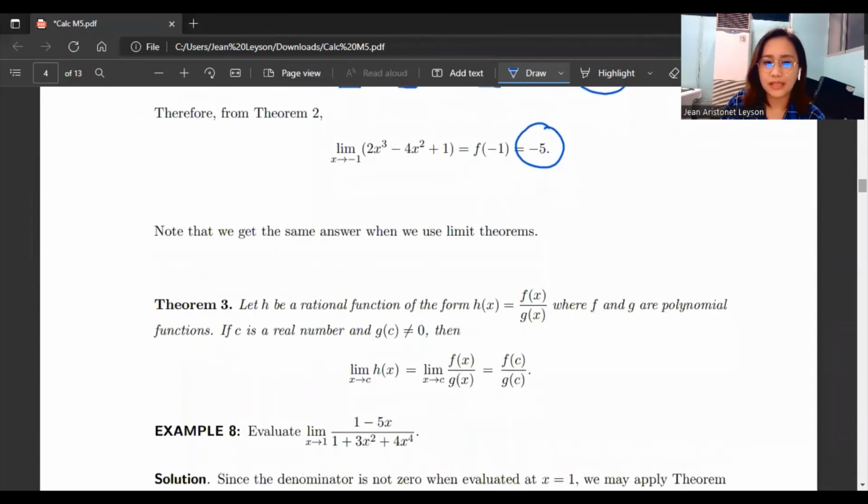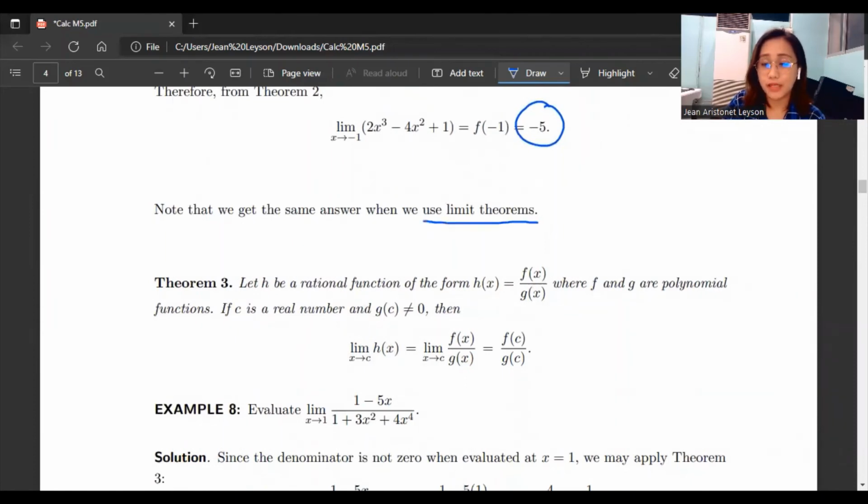So note that we get the same answer when we use limit theorems. Theorem 3: let h be a rational function of the form h of x is equal to f of x over g of x, where f, g are polynomial functions. If c is a real number and g of c is not equal to 0, then the limit of h of x as x approaches c is the limit of f of x over g of x as x approaches c, which is equal to f of c over g of c.